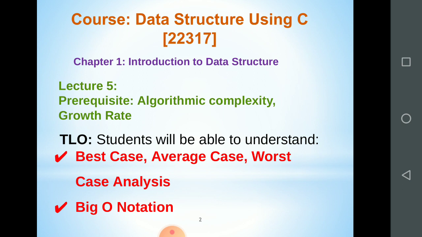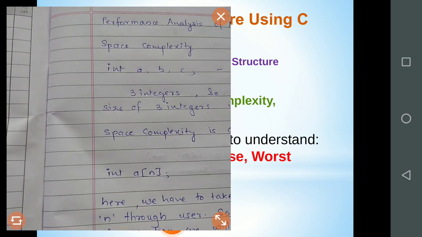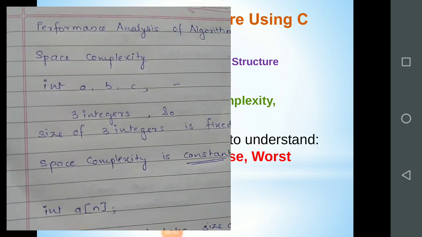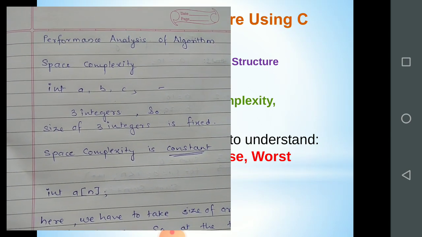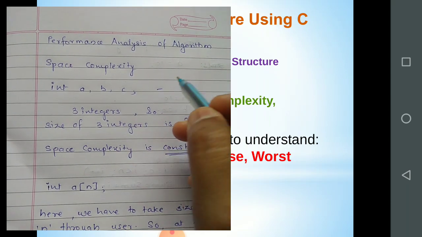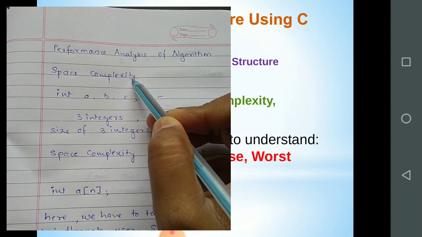Before that, we must know the prerequisites like algorithmic complexity and the growth rate of the algorithm. So before proceeding with this lecture number 5, we will revise our prerequisites of algorithmic complexity, or you can say the performance analysis of the algorithm. I will show you in detail. Performance analysis is done on the basis of two things, the space complexity and the time complexity.